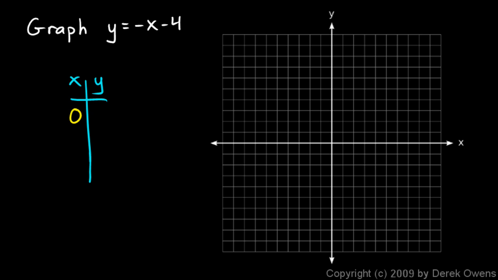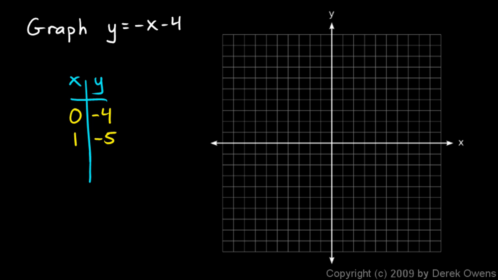We'll put in 0. If 0 goes in right there, then we have 0 minus 4, which is just negative 4. So this expression right here tells us what y equals. Y equals this, and it's 0 minus 4. So when x is 0, y has to be negative 4. Now let's put in a 1 for x. So if we put in a 1 right there, then we have 1 minus 4. And 1 minus 4 is negative 3.